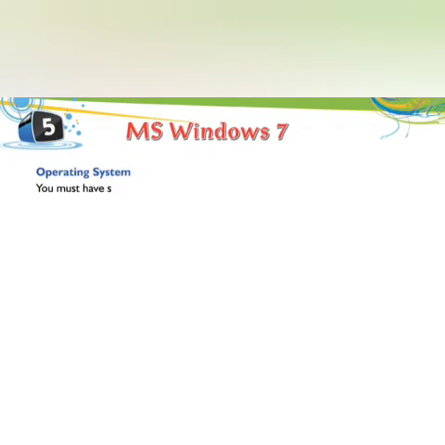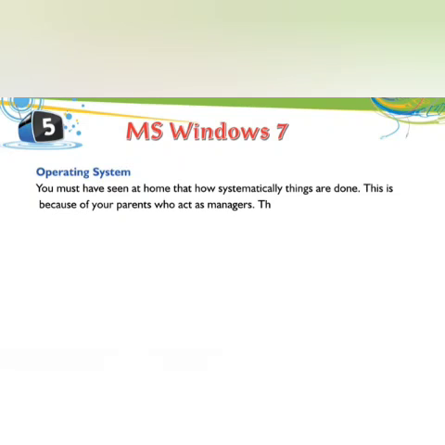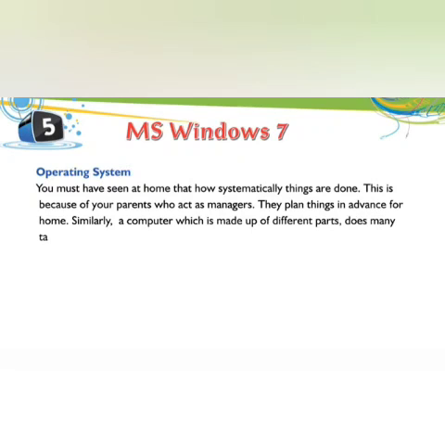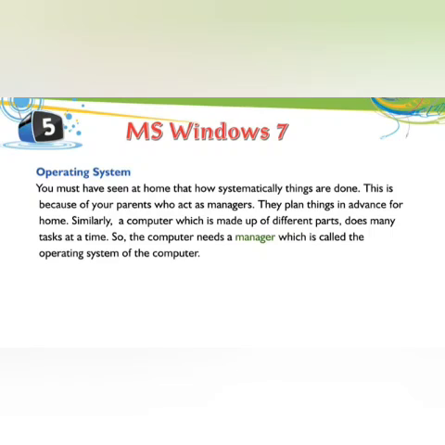Operating System. You must have seen at home how systematically things are done. This is because of your parents who act as managers. They plan things in advance for home. Similarly, a computer which is made up of different parts does many tasks at a time. So, the computer needs a manager which is called the operating system of the computer.